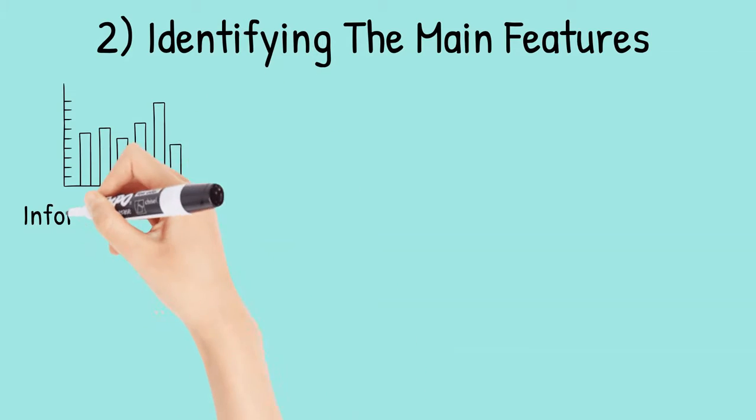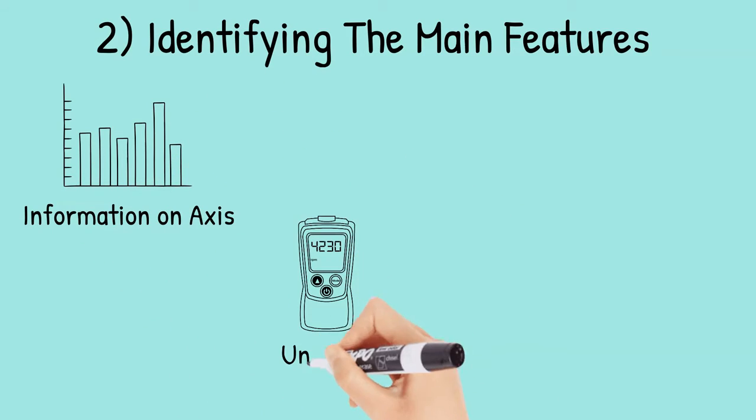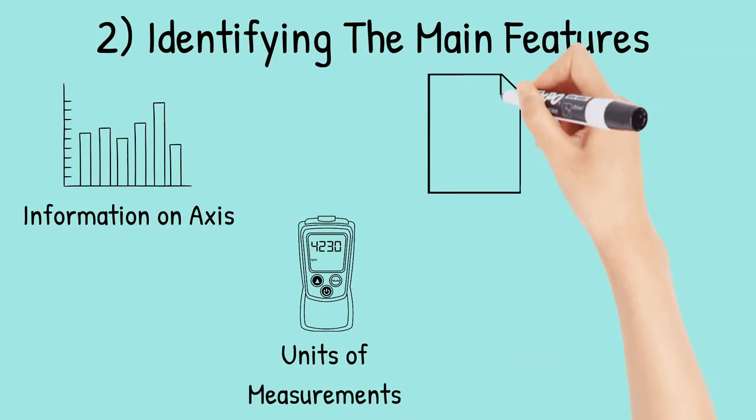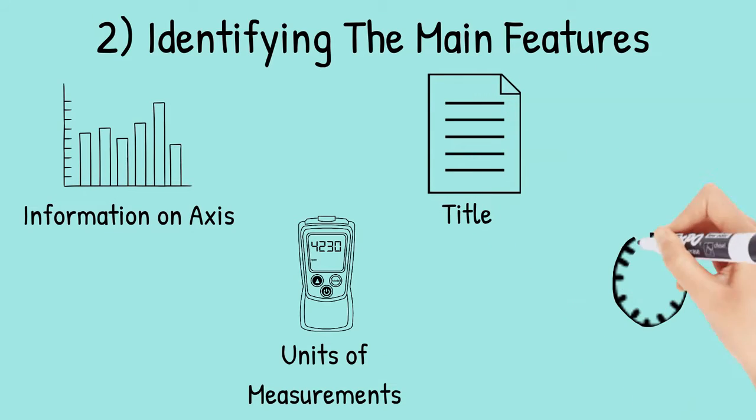There will be lots of information in the graphic to help you spot the main features. Here are some useful questions to ask for both bar charts and line graphs. What information does the two axes give? What are the units of measurement? What can you learn from the title and any labels? What are the time periods?